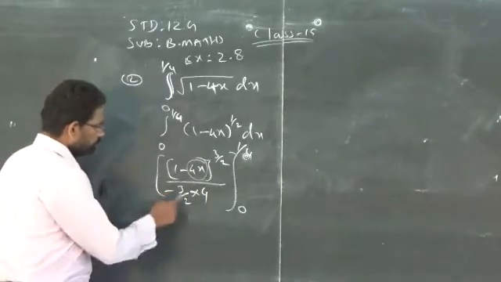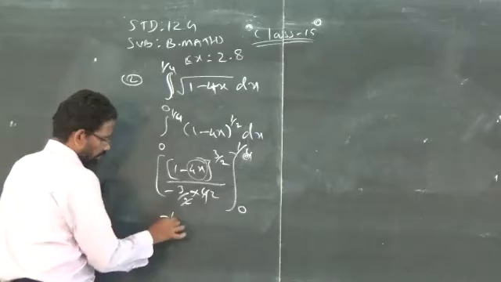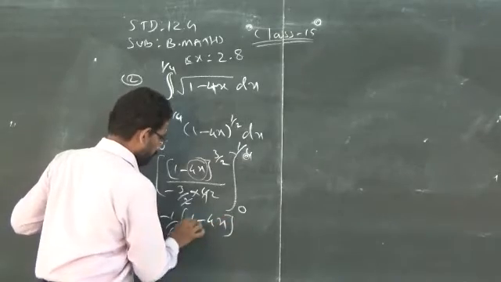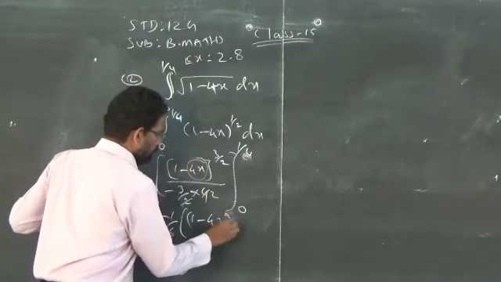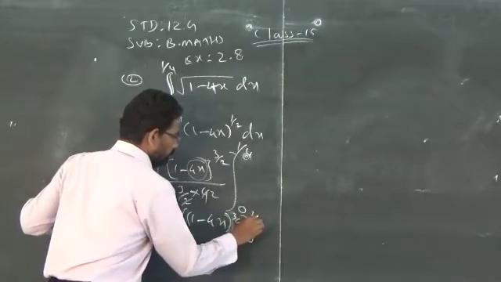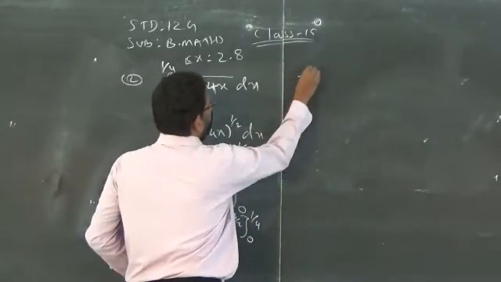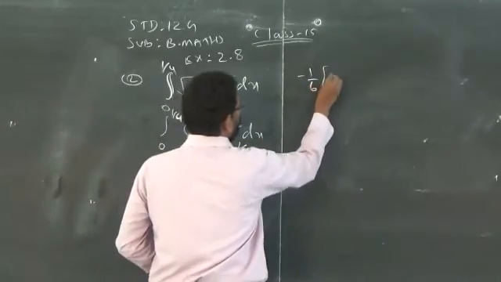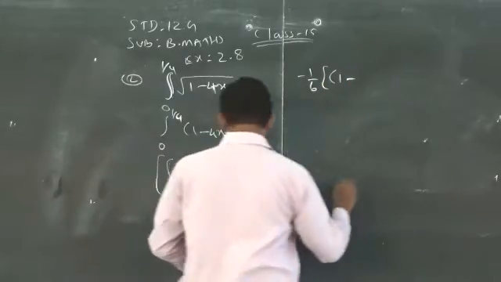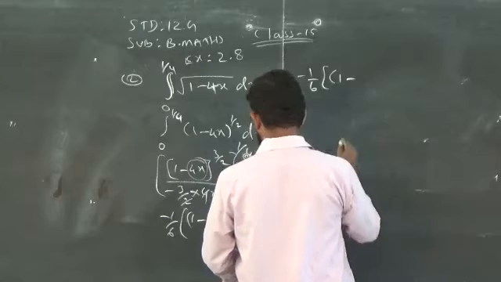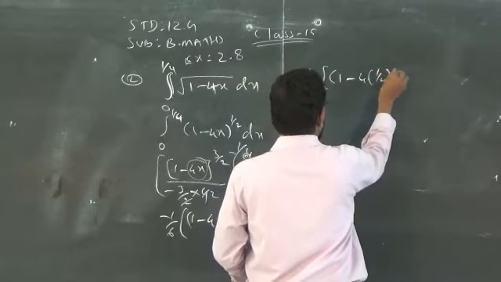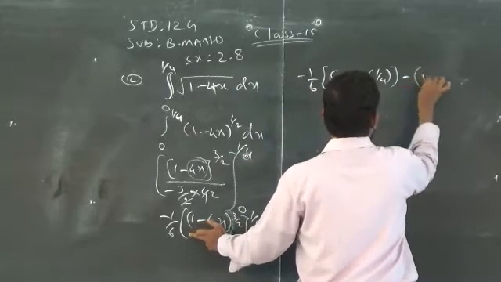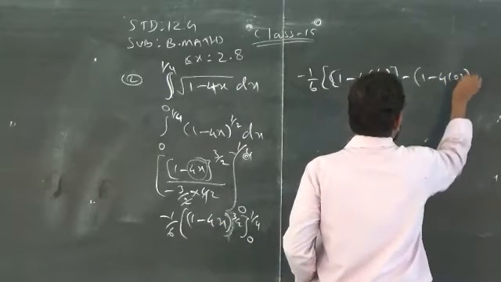So minus, we can cancel, you will get 1 by 6, take outside, then (1 minus 4x) power 3 by 2, the limit is 0 to 1 by 4, so 1 by 6. You have to replace 1 minus, in the place of x you have to replace the upper limit, 4 into 1 by 4, close the bracket, minus, again 1 minus 4 of 0.